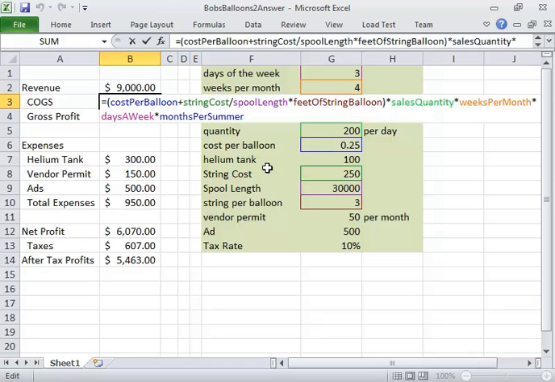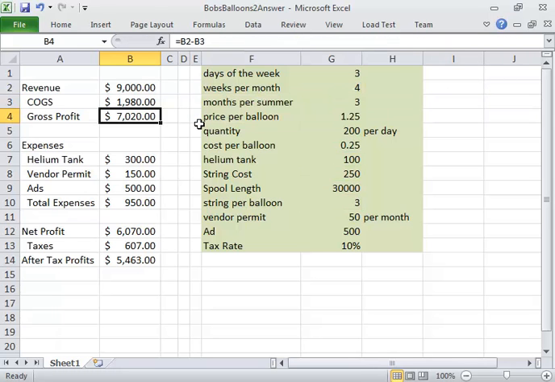My cost of goods sold is equal to my cost per balloon plus my cost of string, which is string cost divided by spool length, 250 divided by 30,000, times feet of string per balloon, times 3. All of that times the quantity of sales per day times the weeks per month times the days per week times the months per summer. And the difference between those two is $7,020.